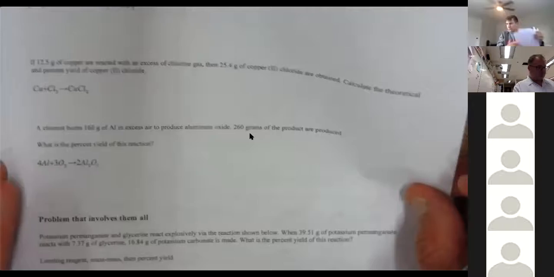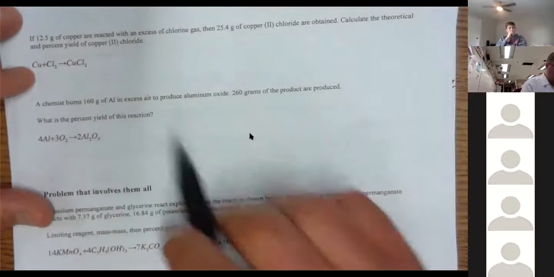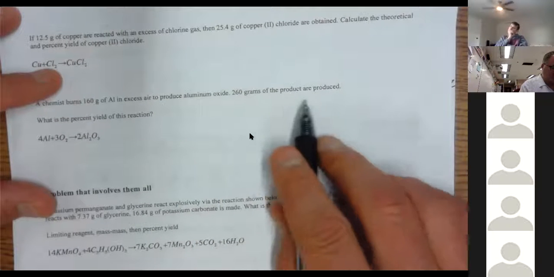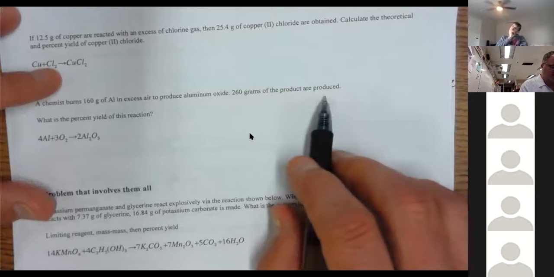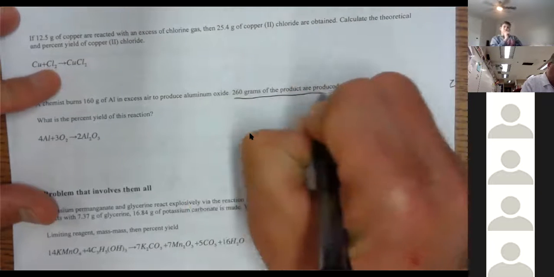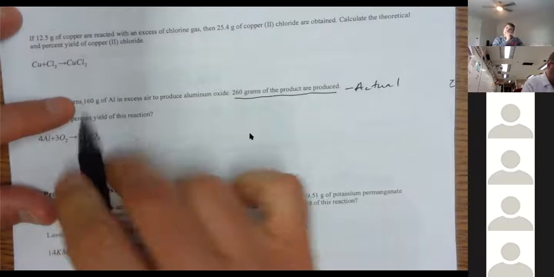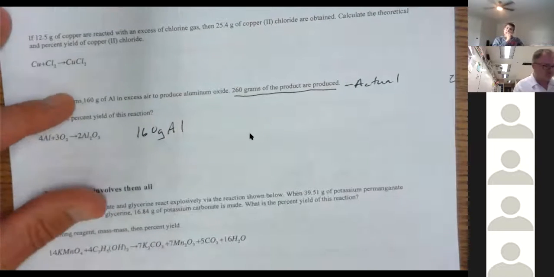Here's one. A chemist burns 160 grams of aluminum in excess air to produce aluminum oxide. 260 grams of product are produced. So that right there is telling us what he actually got in the laboratory. By using this 160 grams of aluminum, we can figure out the theoretical yield.